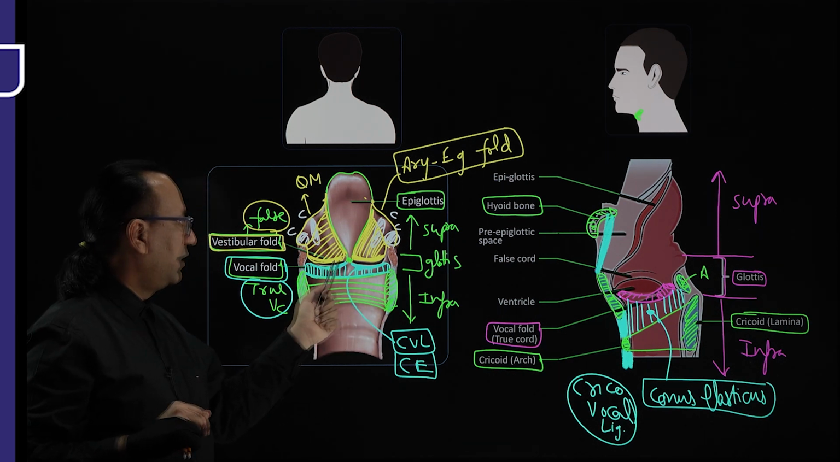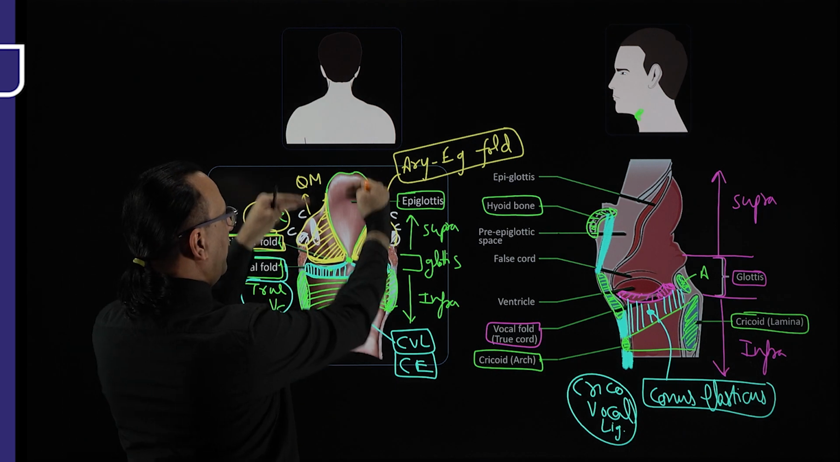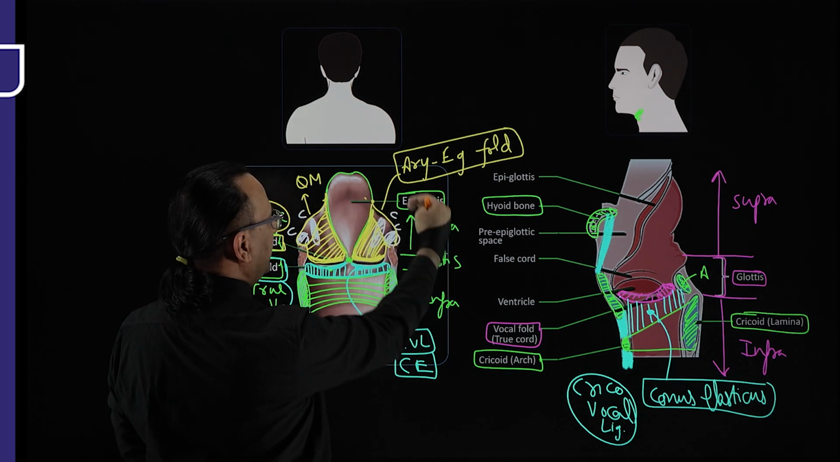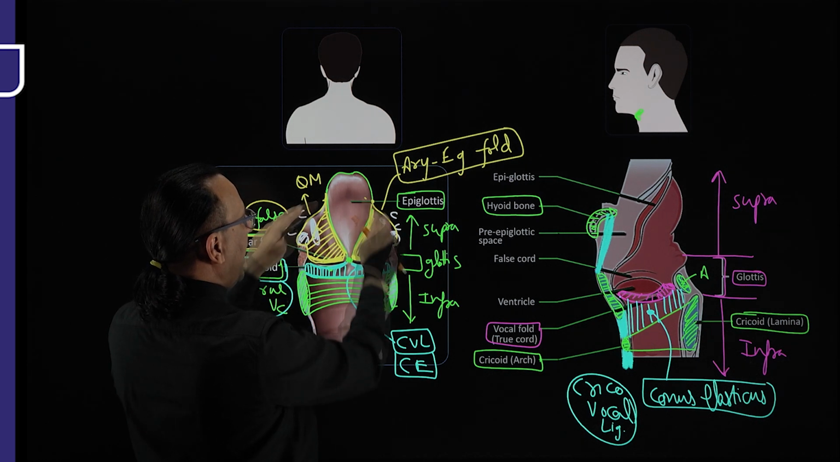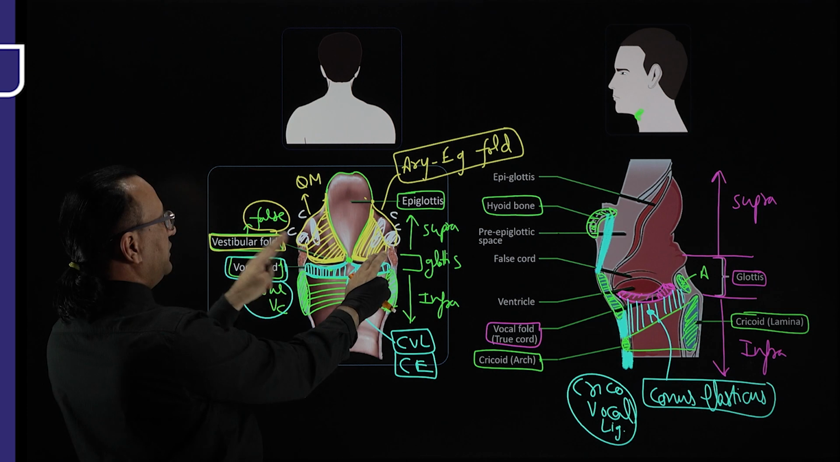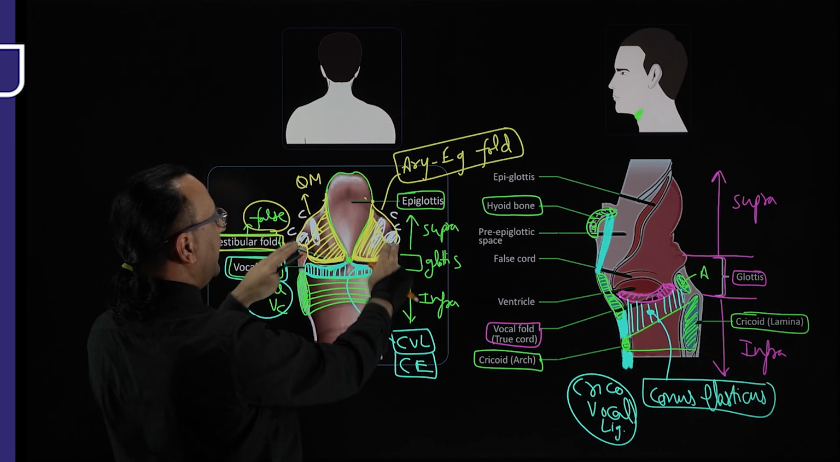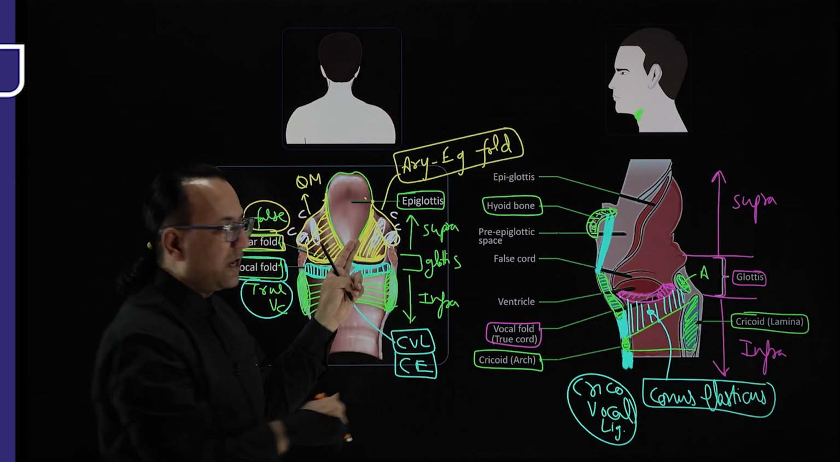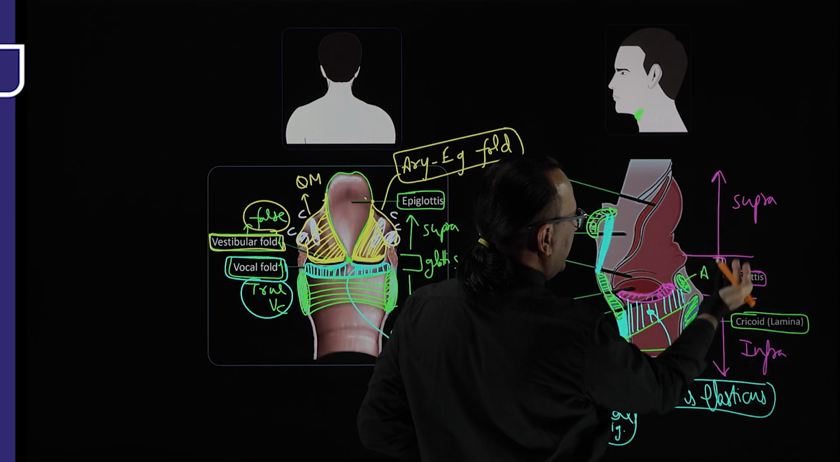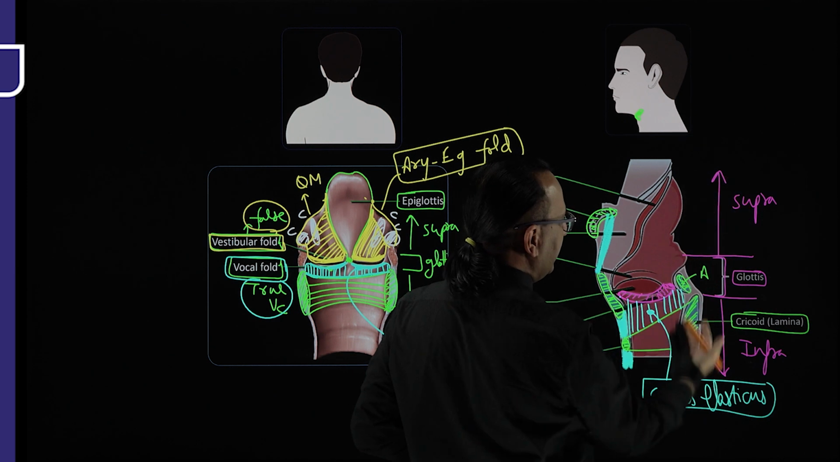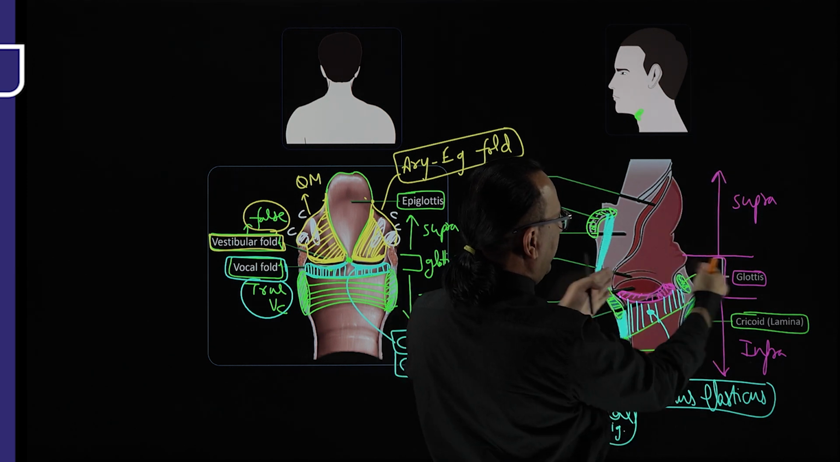Now this was the interior of the larynx, the supraglottic region. In the supraglottic region we had the quadrangular membrane. The quadrangular membrane had an upper free border and a lower free border. The lower free border is the false vocal cord, and the upper free border is the epiglottic fold. The same thing can be seen in a sagittal section as well. In the sagittal section, the larynx has three regions: supraglottic, glottic and infraglottic.